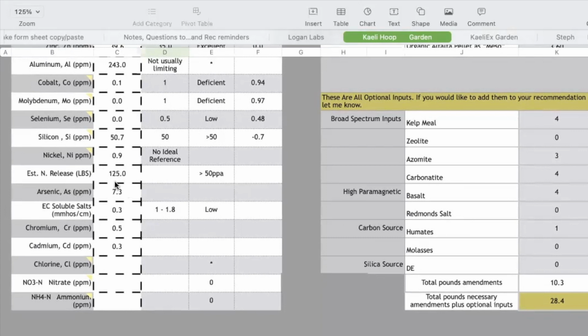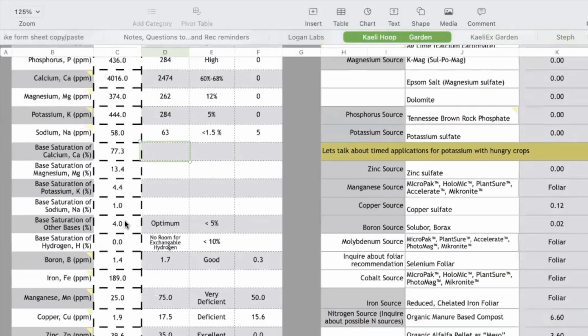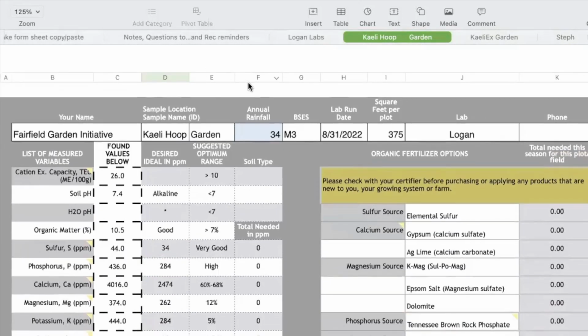This is basically just a calculation letting you know with the amount of organic matter that you have, this is what is assumed would be released in pounds per acre, in essence, by the microbes. Okay, so that is that one.